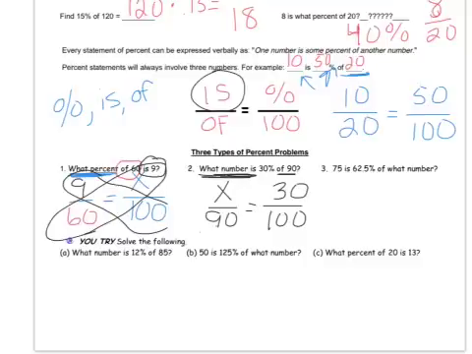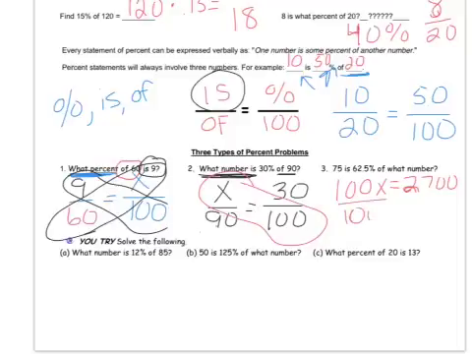Okay, so if I want to go ahead and solve that, I'm going to cross multiply. So 100x equals 90 times 30, which is going to be 2700. Then I'm going to divide each side by 100. And I get x equals 27. Okay, so 27 is 30% of 90. Alright, let's try 3.